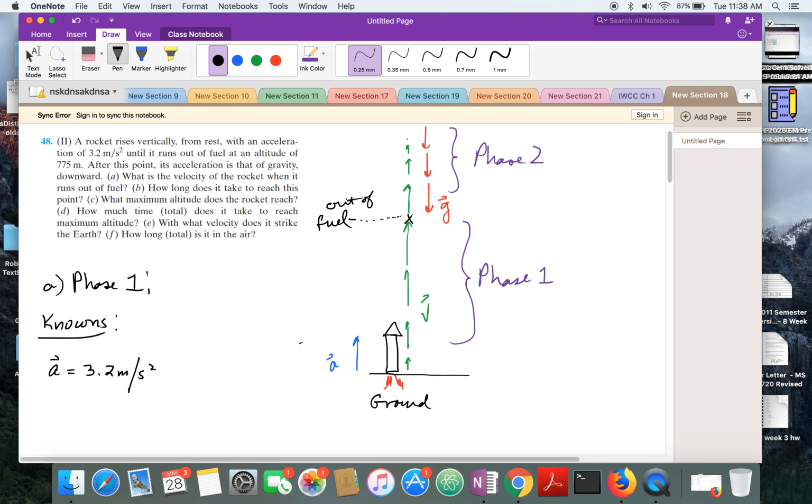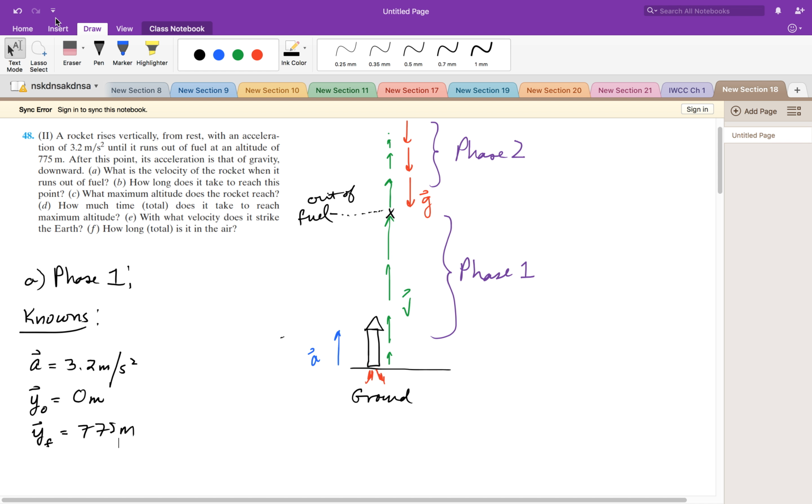We know that y, we can say, we start at an initial point. Usually the 0 means an initial point. We start at ground, right? So we can call the ground 0 meters. And we can call our final position, y final, if you want to call it that, 775 meters. Let me make this a little bigger and give myself some more space here. There we go. Okay, that's 775 meters.